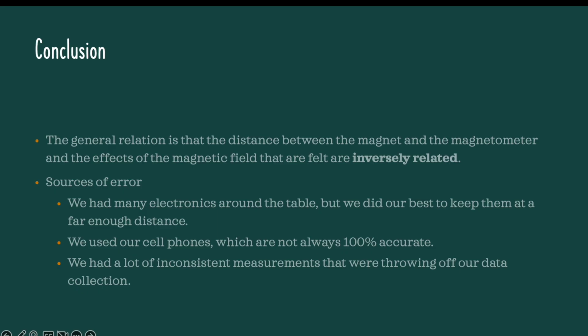The general relation that we saw in the model and in real life is that the distance between the magnet and the magnetometer and the effects of the magnetic field are inversely related. Some sources of error that we may have had were that there were many electronics around the table which could have interfered with our magnetic field, but we did our best to keep them at a far enough distance, but sometimes it just doesn't work. Also, we used our cell phones, which aren't always 100% accurate, and we had a lot of inconsistent measurements that were throwing off our data.